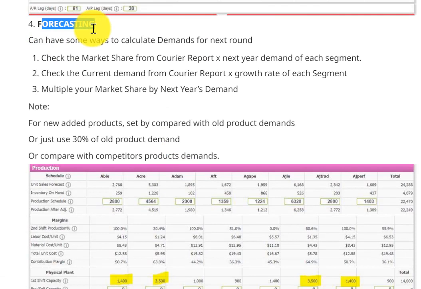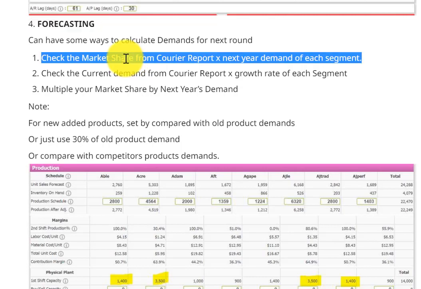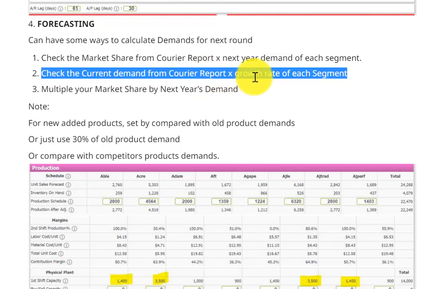And for the forecasting, it's very important to have good, right forecasting, because forecasting decides production. So we have several ways to calculate demand for the next round. We take the market share from the career report. For each segment, we check the current demand from the career report and multiply by the market share and the next year's demand.